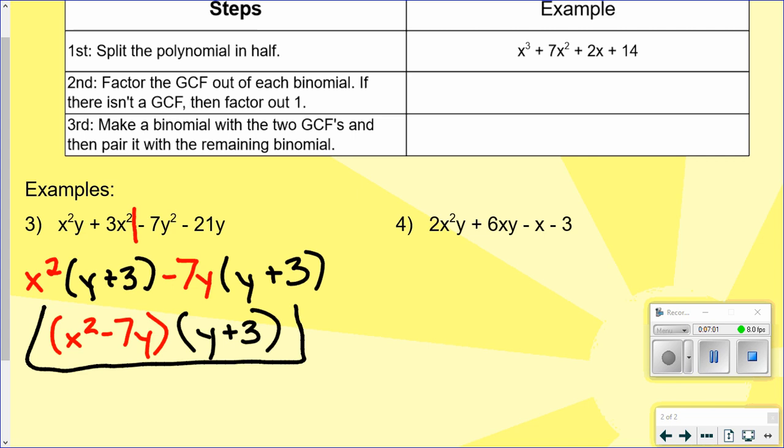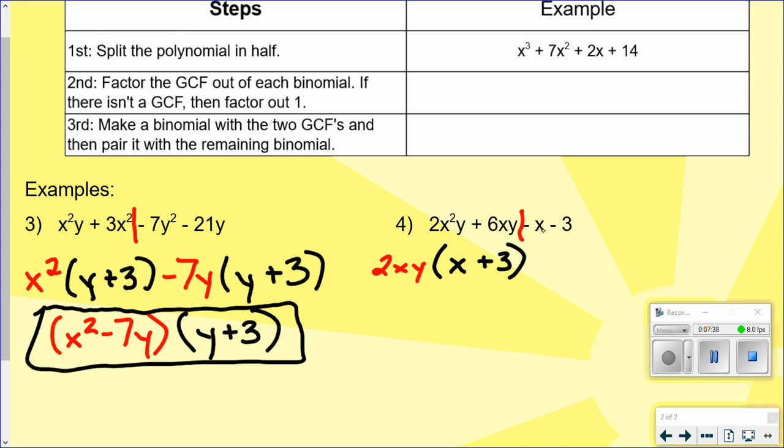That's your answer. And again, if this was a test, I would tell you should FOIL it to make sure that you got the correct answer. And all right, one last one. Split this right here. So on the left side, I have 2x squared y plus 6xy. So I can factor out the 2xy. That leaves me with x plus 3.